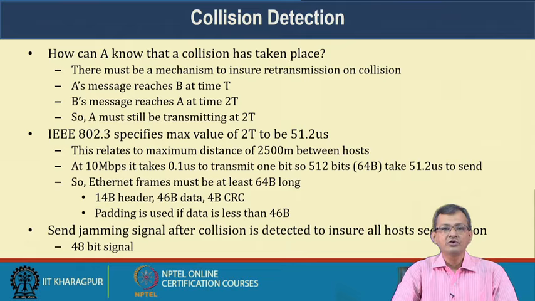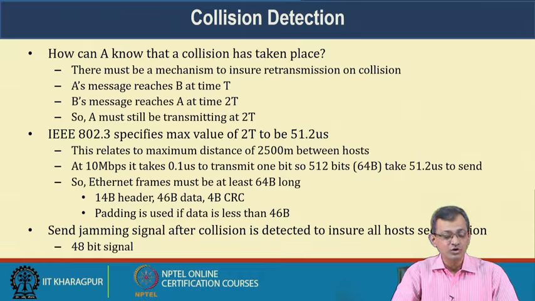So, how can A know that a collision happened? There must be a mechanism to ensure retransmission on collision, right. Otherwise, we do not know where the data went. If that is not there, it is typically some sort of best effort service: you transmit and then forget whatever has gone, right. So, A's message reaches B at time t. B's message to A takes 2t in total. So, A must still be transmitting at 2t. After 2t time it may know whether there is a collision or not.